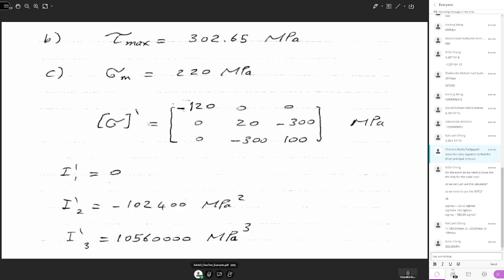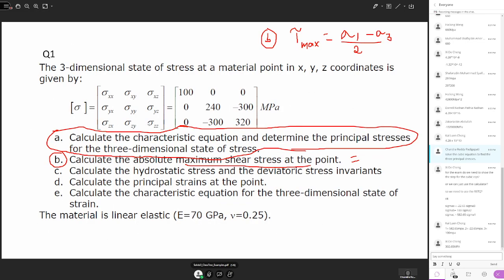So the maximum shear stress is 302.65. So it is sigma 1 minus sigma 3 over 2. Okay, so this is part B. All right. So the next part of the question, let us see.